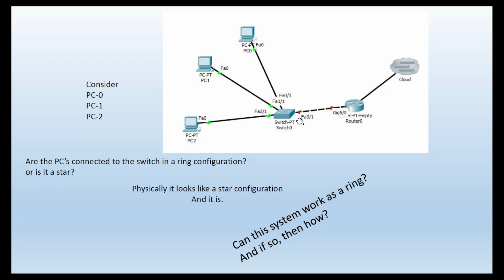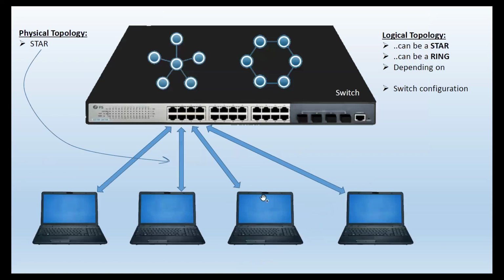All right, so here, through this switch. Yes, physically, they're connected in a star configuration to this switch. This goes here, there's a line here, there's a line here, there's a line here. Physically it looks like a star configuration, and it is. Can this system work as a ring? And if so, how? Well, yes, it can, hypothetically, philosophically.